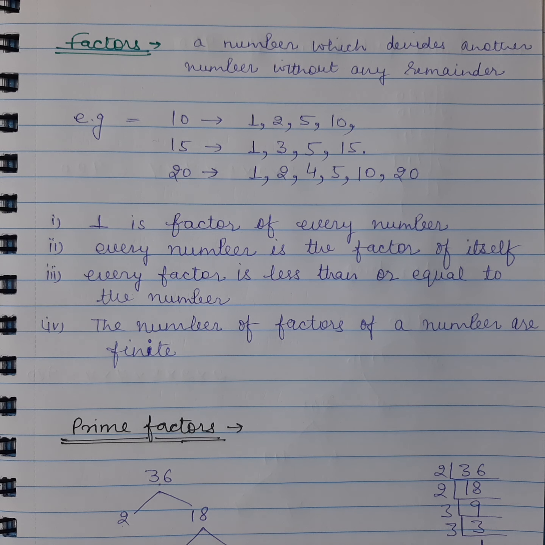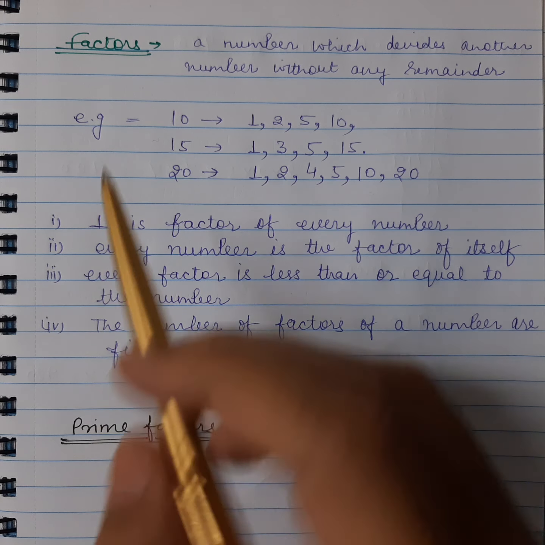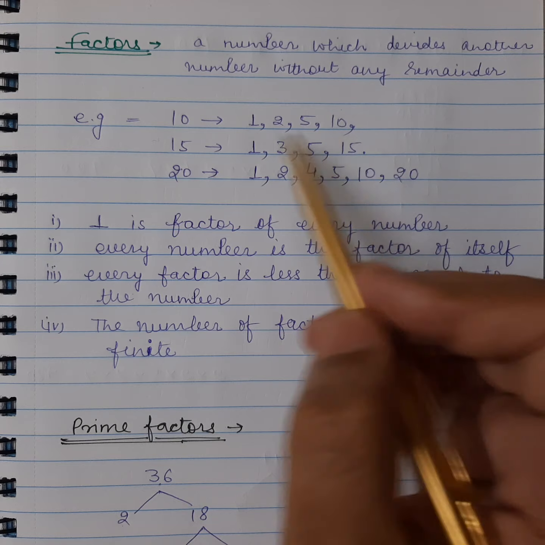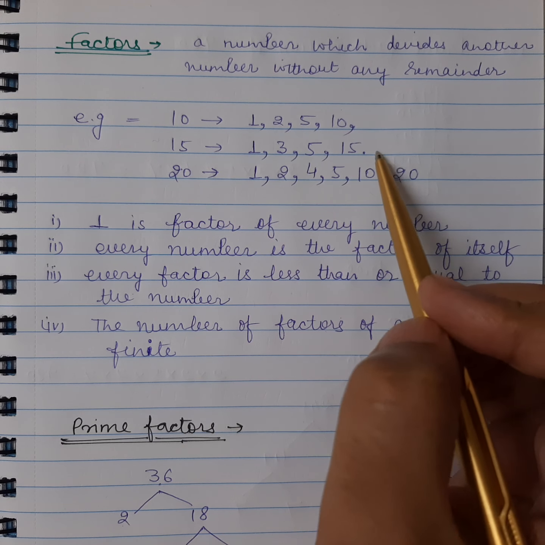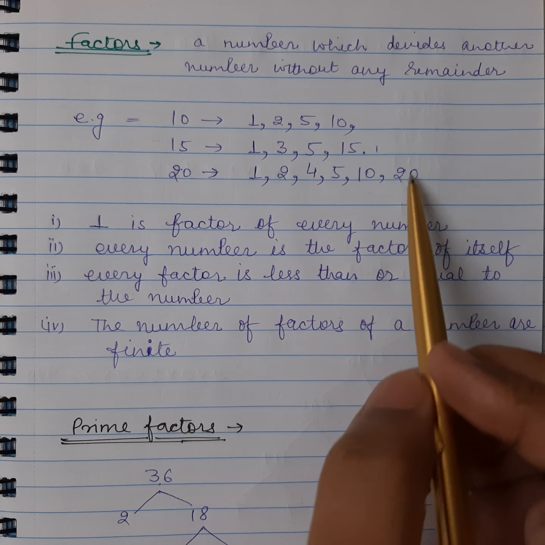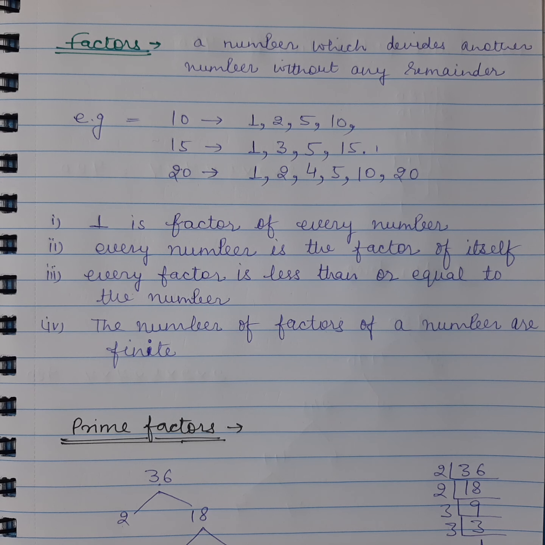the number of factors of a number is finite. So there is a limited number of factors. There are not unlimited or infinite numbers of factors. For example, the number of factors of 10 is 4, the number of factors of 15 is also 4, and the number of factors of 20 is 6. So similarly, there is a limited or finite number of factors of any number.